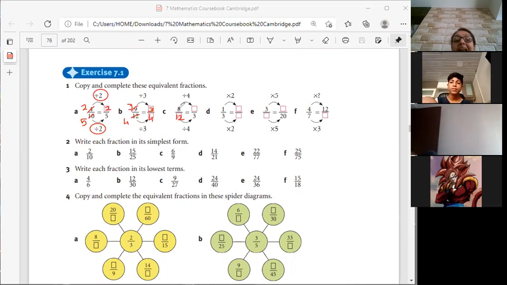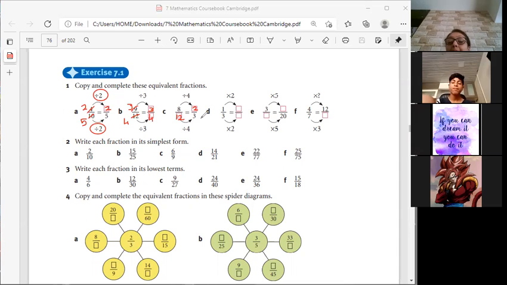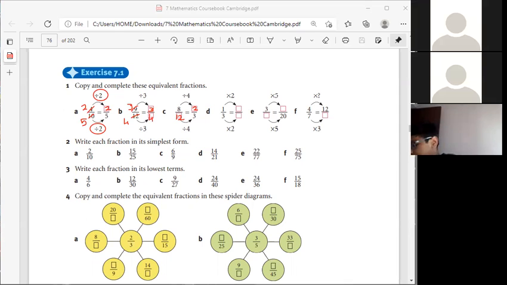And 8 divided by 4, what will I get? 2. Correct? So now if I have to check my answer, I see 8 and 12 both going in the 4 times table. 4 twos are 8 and 4 threes are 12. Therefore, I have got 2 upon 3 as the answer. Are you all understanding what I'm doing? Anybody who has not understood, please ask me. Mohammed, are you understanding?